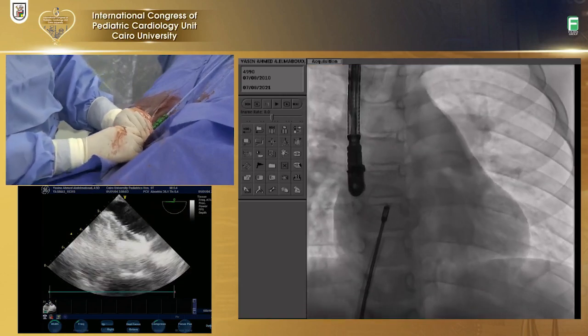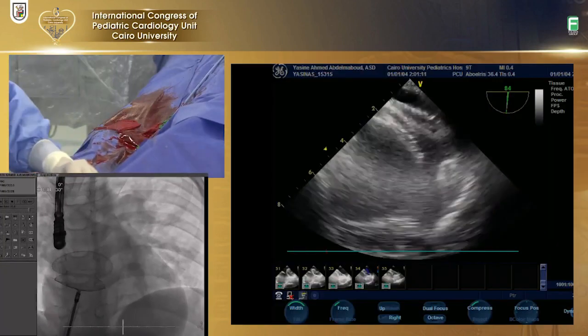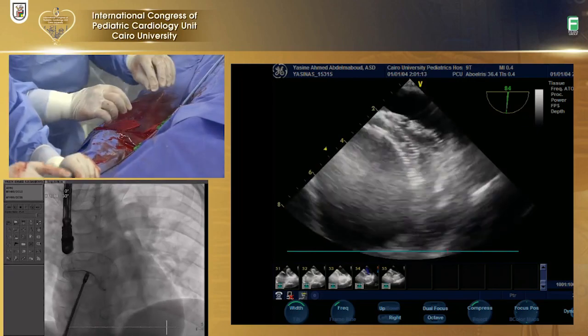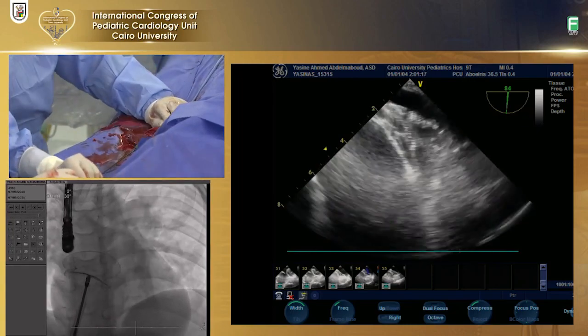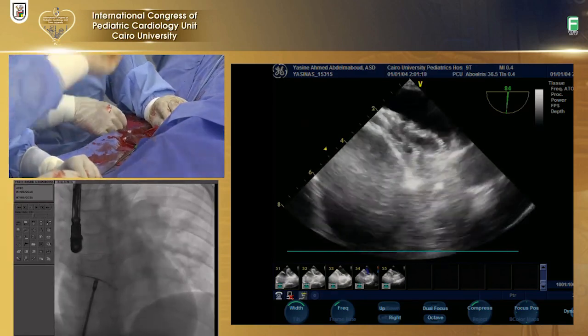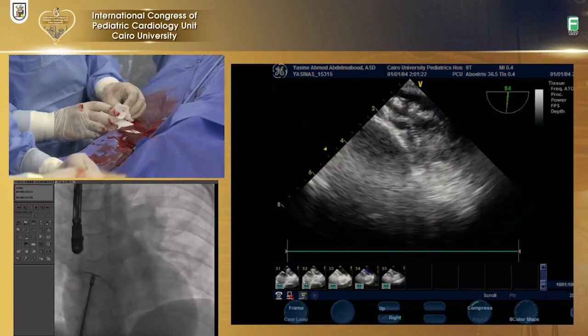Right atrial disc. Please let's have a look here. Open the paddle.